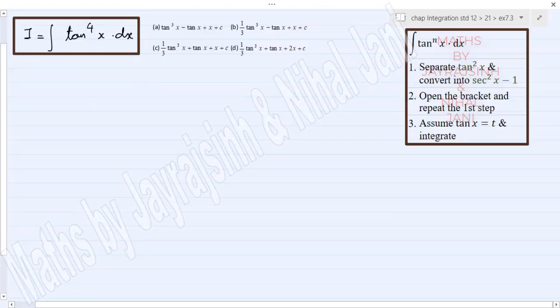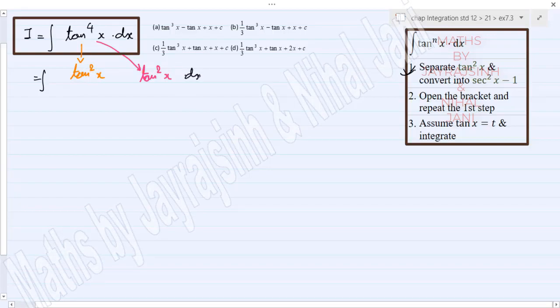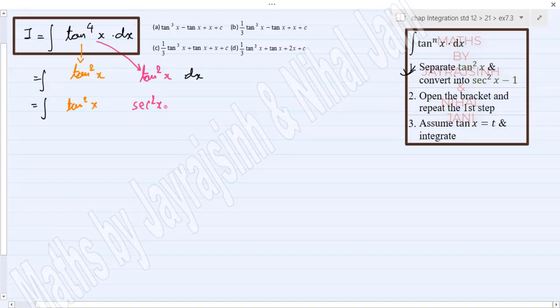Here we have to integrate tan x raised to 4, which is in the form of tan x raised to n. So first of all, we have to separate tan square x. So let's take tan square x, separate. The remaining power is also tan square x. Now this tan square x will be as it is. Instead of tan square x, we have to write sec square x minus 1.